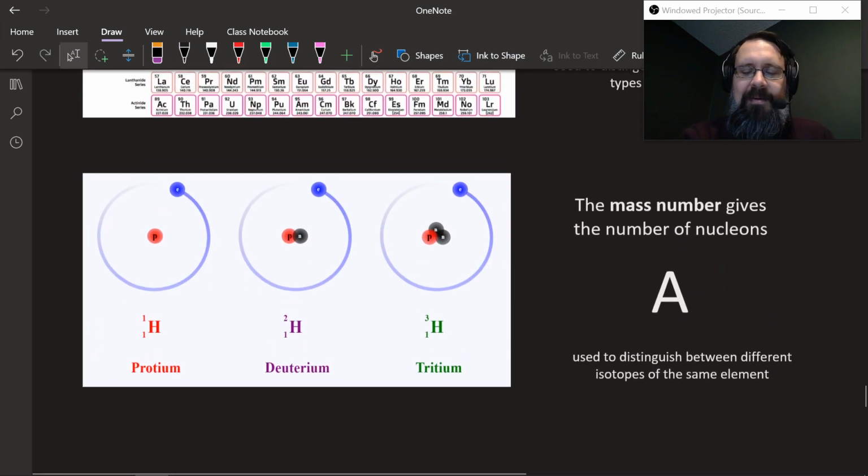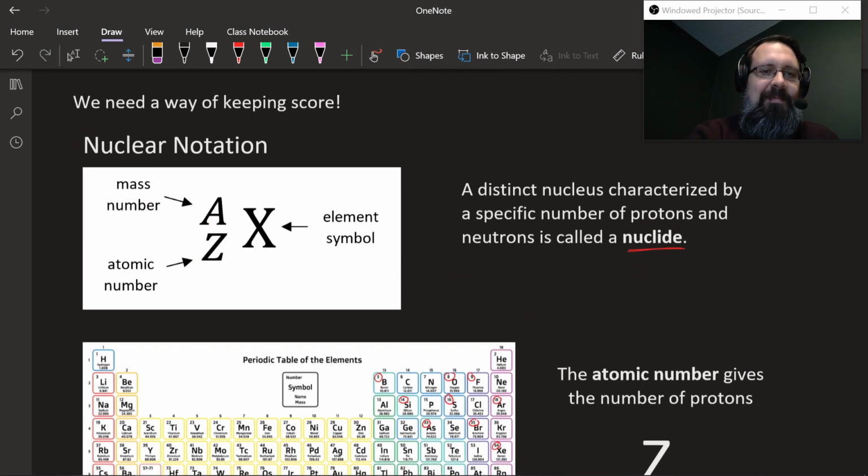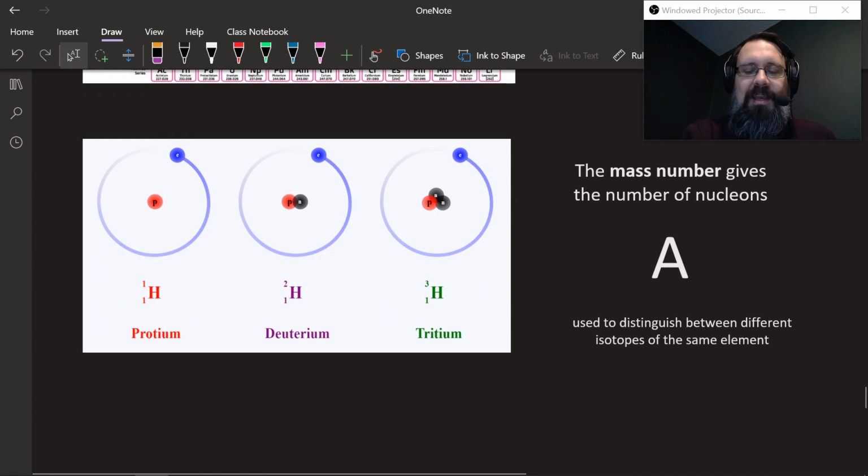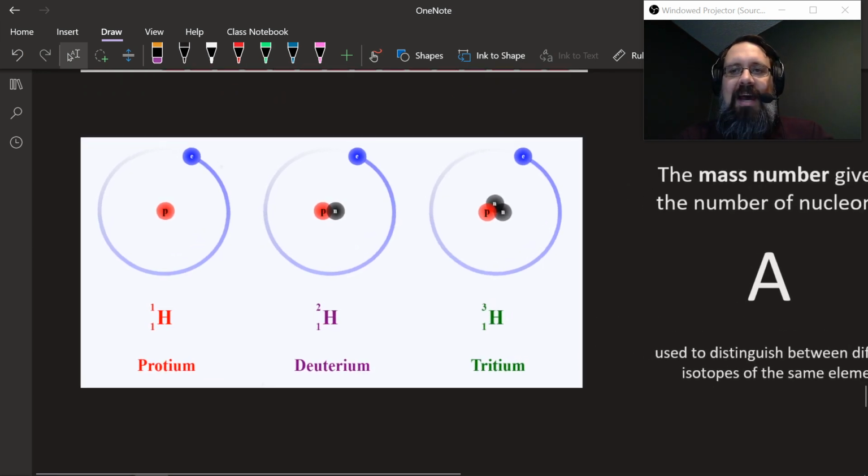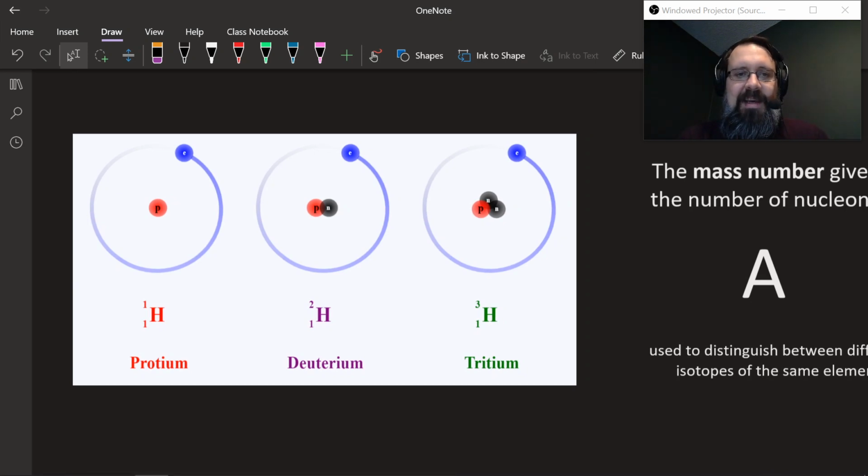The mass number, which is A, is the one that goes on top. The mass number A is how you tell apart, it's like how much mass there is. So it's how you tell apart different isotopes. An isotope means it's the same element. Like all these guys have one proton.